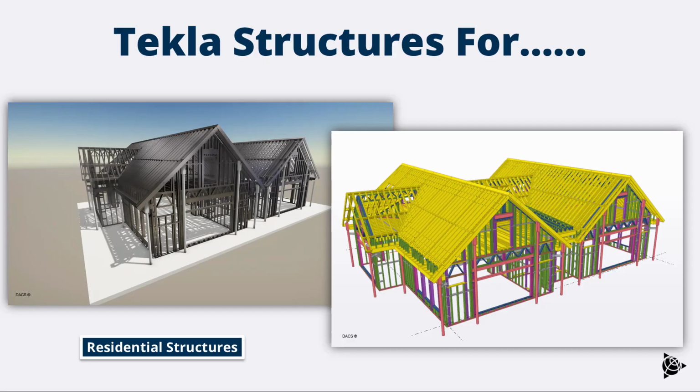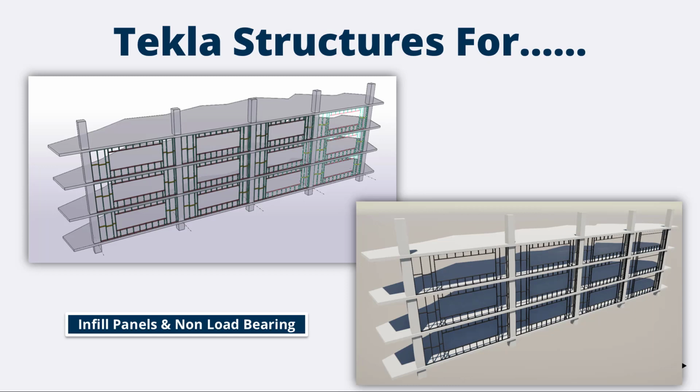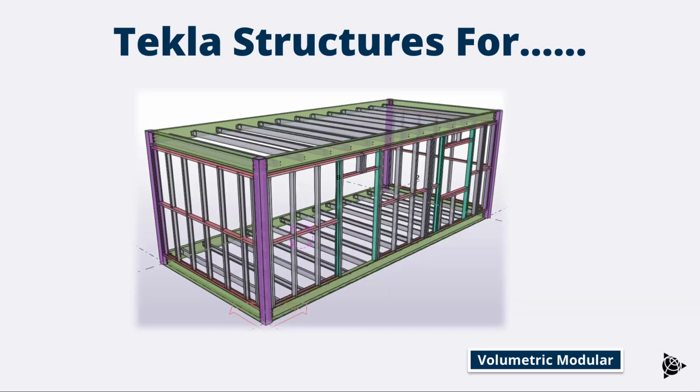What type of projects would Tekla Structures be used on? So small residential projects, small load bearing with a mixture of hot rolled frame, infill panels, and that could be for a concrete base model or a steel base model. And then we have the large load bearing with mixed material, so any kind of hybrid structures, concrete, steel, timber, framing, they can all be done within Tekla. And then we see a lot of volumetric modular use because of that ability to have both your cold rolled and hot rolled all in one model and all the manufacturing data for that.